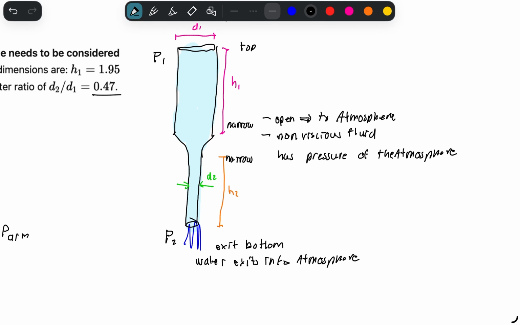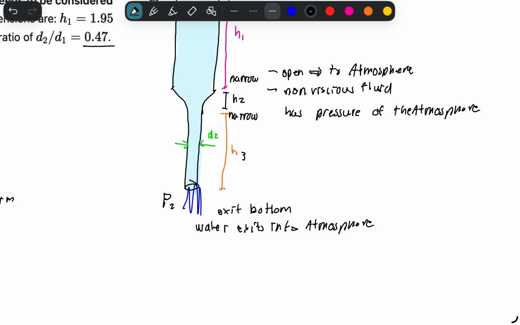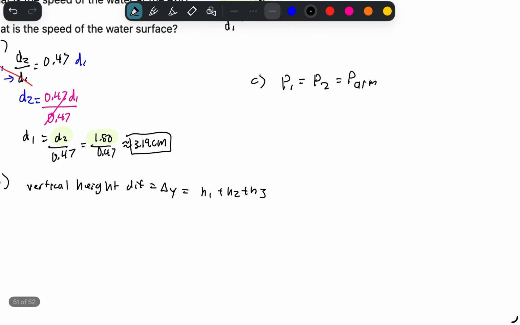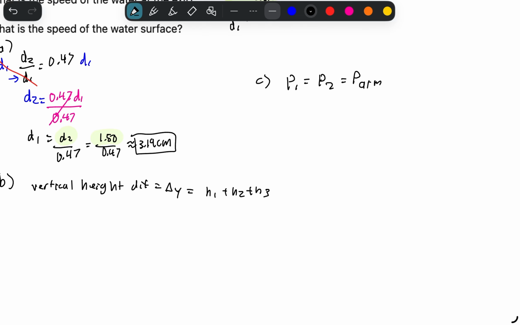Let's see here. H2 is going to be this, and then H3 is going to be this. So that's going to be the narrow to the narrow. And then H3 is the top of the bottom of the narrow to the bottom. So if we can add these up, and we were given these in our equation, we have H1 plus H2 plus H3. That's just going to equal 1.95 plus 0.55 plus 2.15, which is 4.65 meters.